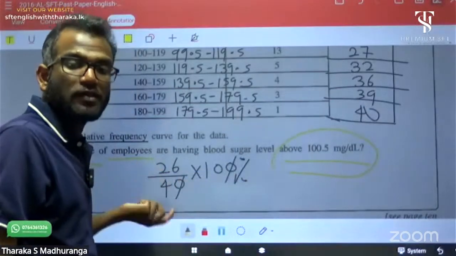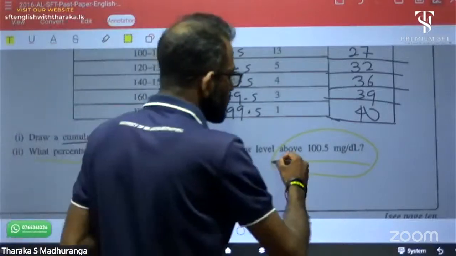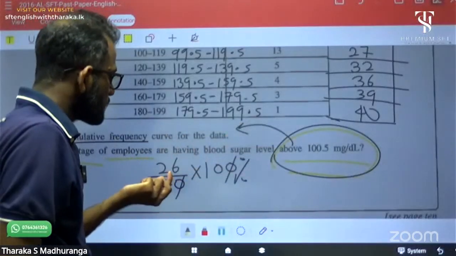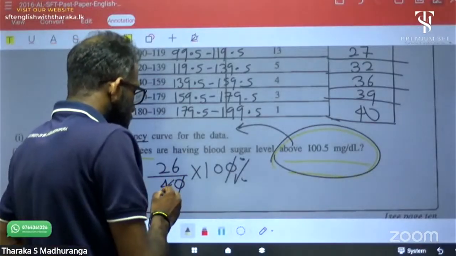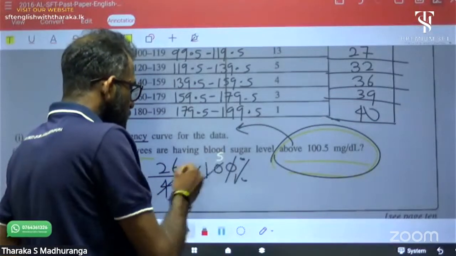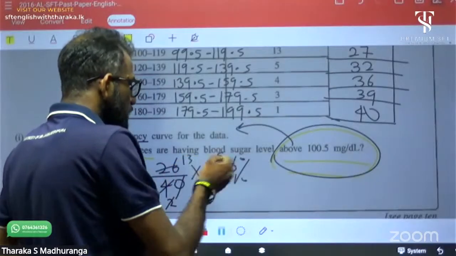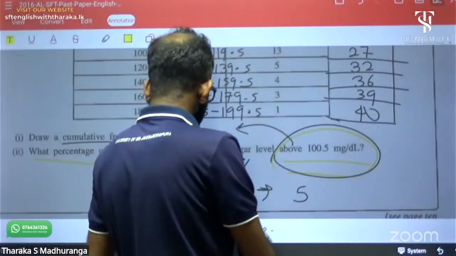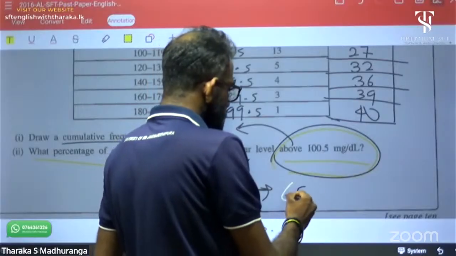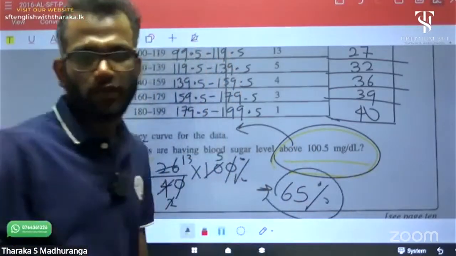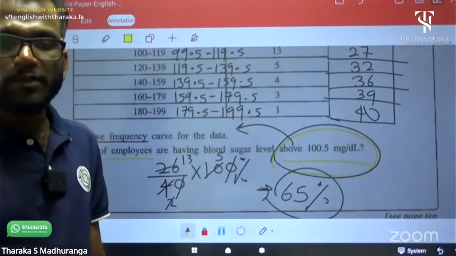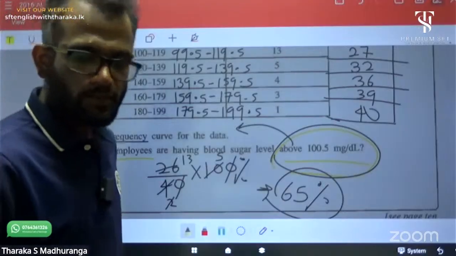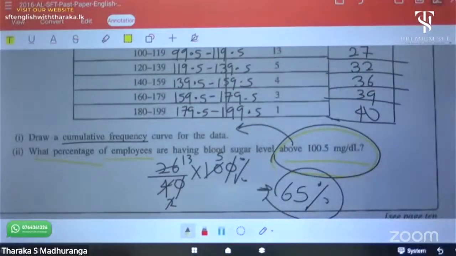Okay, those are the things you need to practice. Now the question asks regarding the graph. 26 divided by 40 into 100, so 65% is more than 100.5. Only 35% is less than 100.5. Understood? Okay, that is a 2016 exam question.